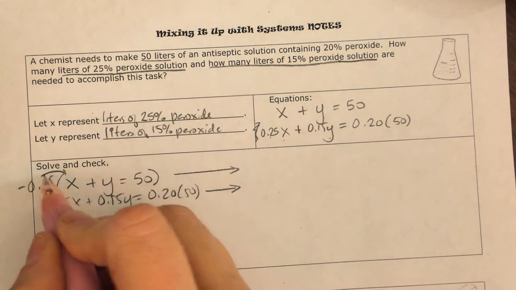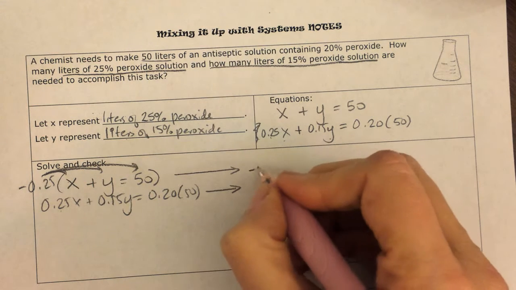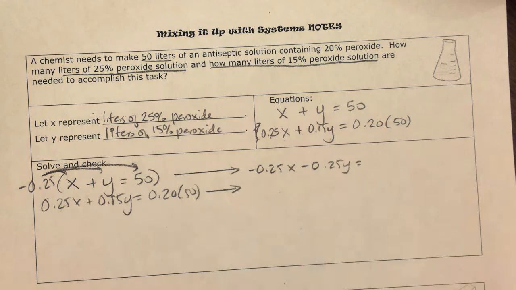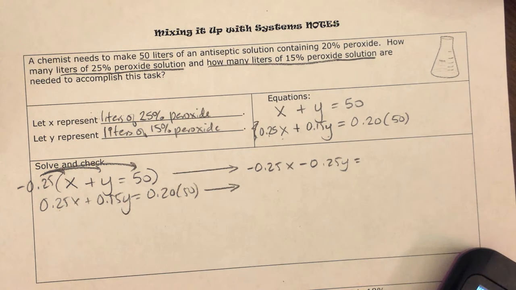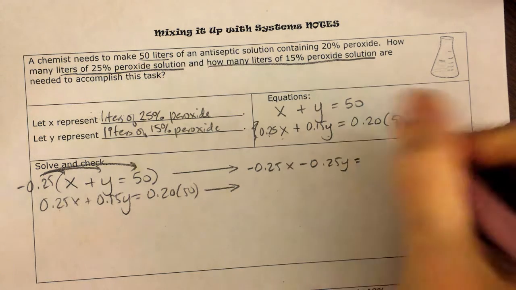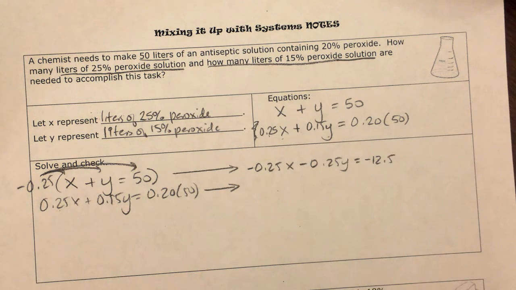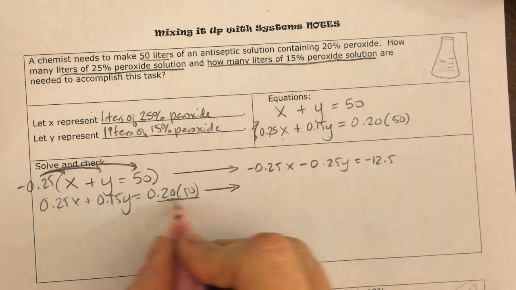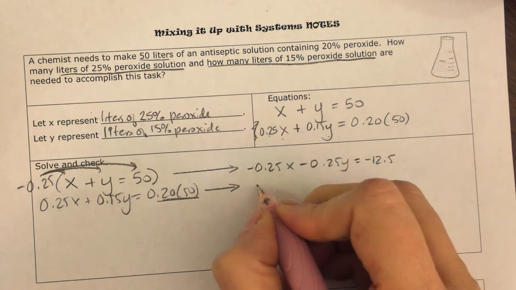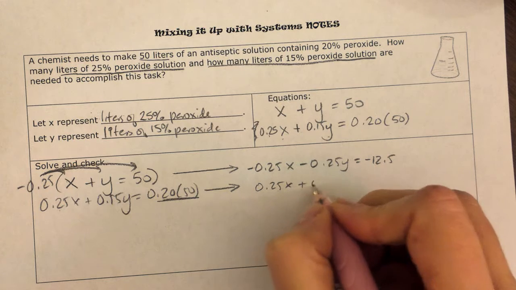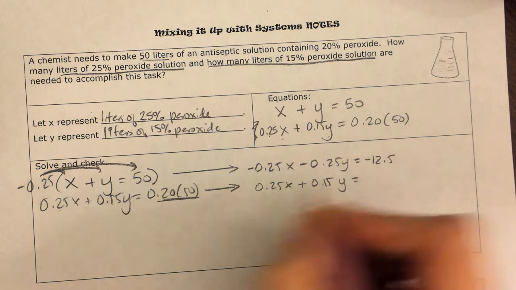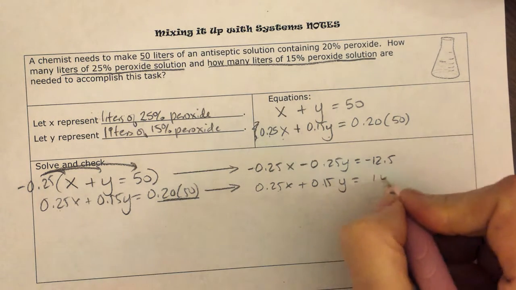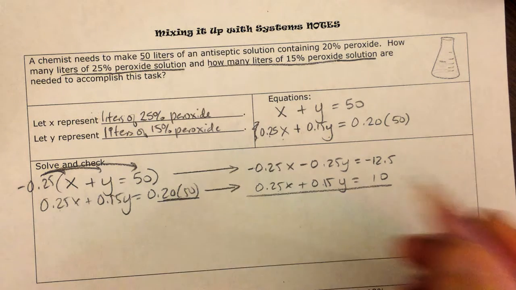So I'm going to multiply this top row by negative 0.25. Well, that gives me negative 0.25x minus 0.25y equals, and I've got to figure out what negative 0.25 times 50 is, which is negative 12.5. Now for this one, I'm going to rewrite it: 0.25x plus 0.15y equals 0.20 times 50, which is 10.